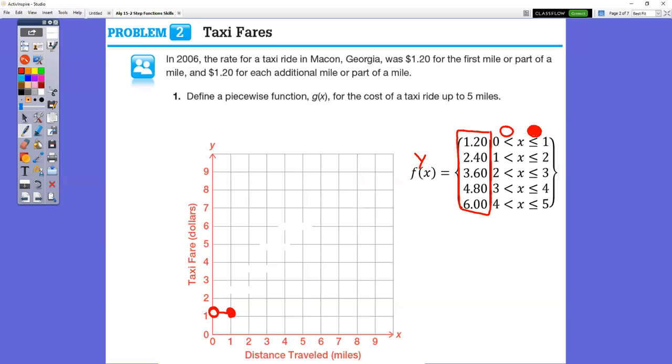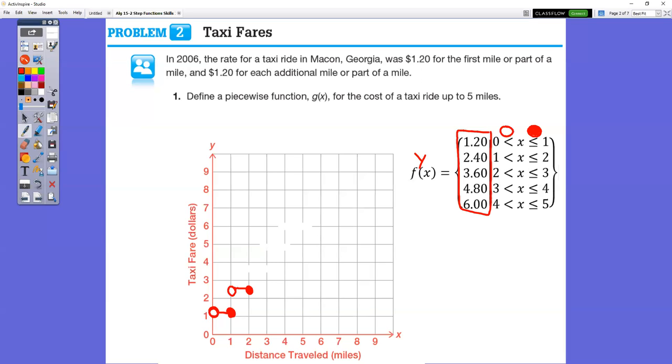So anywhere in between 0 miles and 1 mile, up to and including 1 mile, you're going to pay $1.20. In between 1 and 2, you're going to pay $2.40. So 240 would be approximately right here. You're going to put an open dot right there and draw it over to 2. And at 2, that's going to be a closed dot.